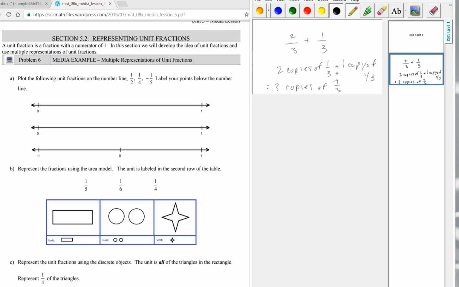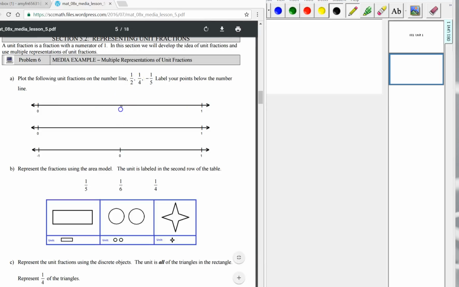Okay, so here we have some examples: 1/2, 1/4, -1/5, and we're using the idea of cutting. So we cut into the number of pieces in the denominator, and then we count the numerator, which in all cases will be 1 either in the positive or negative direction. Things to remember, and you can talk to students about this. If you have 0 to 1, if you're cutting it into halves, you make 1 cut.